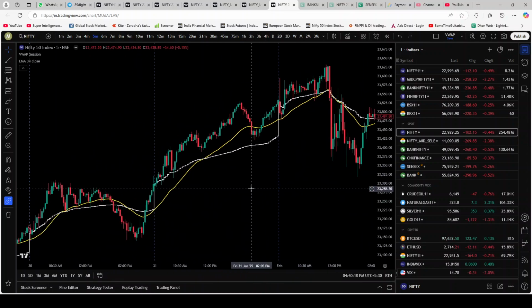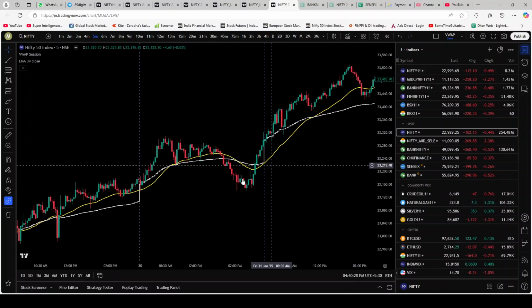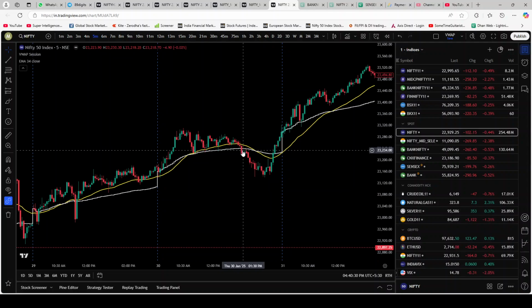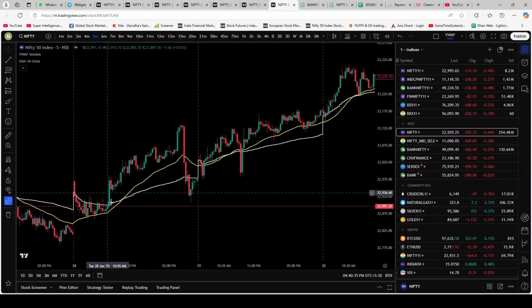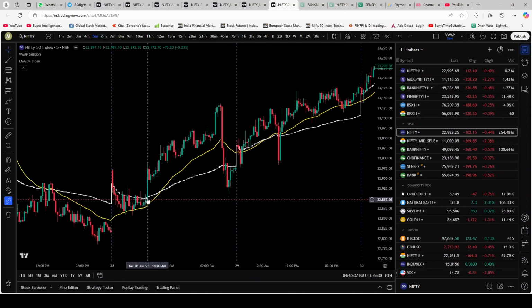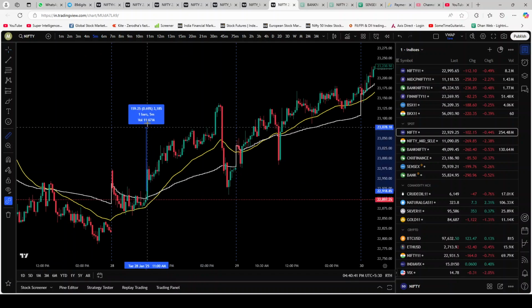Again, I can make this chart more complex by using Camarilla pivots or Fibonacci pivots and stuff like that, but I'm not trying to, because we are trying to look at this from an intraday perspective. All right, so you see over here it goes below VWAP and it goes below EMA 34, shorting opportunity. Here you see it goes above VWAP and EMA 34, long opportunity over here.